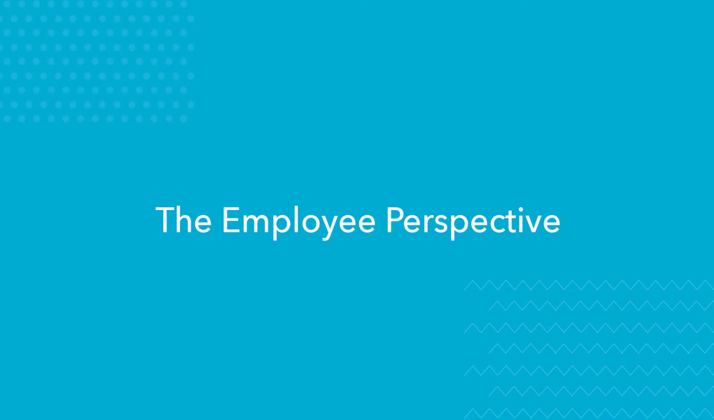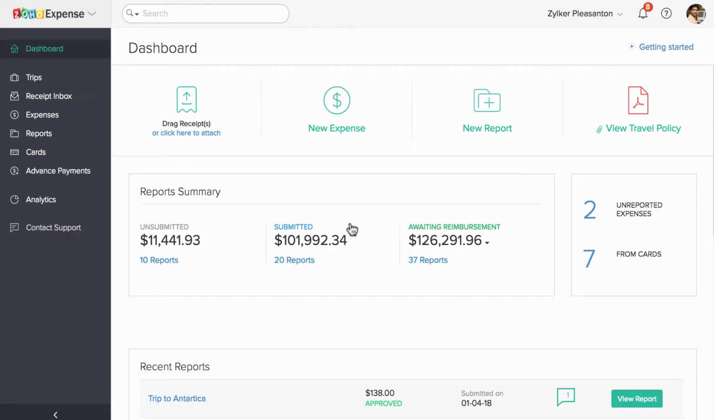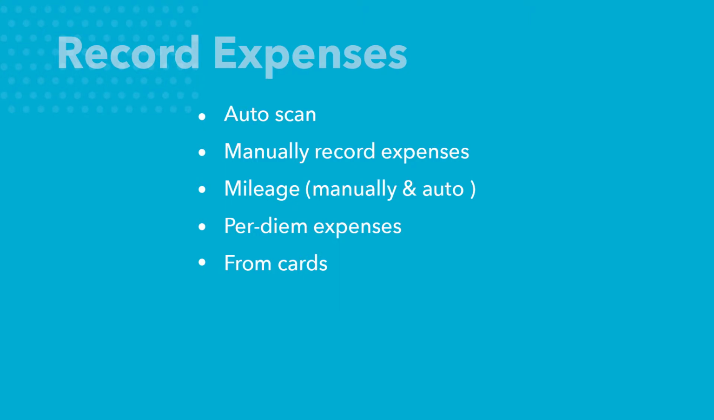Let's see how an expense can be recorded and submitted from Zoho Expense from an employee standpoint. Since Manish is not the admin of the organization, he cannot view this admin tab nor the gear icon on the top right corner. Zoho Expense offers you different ways in which you can record expenses. We have auto scan, you can manually record the expenses, you can record mileage expenses, per diem expenses, and you can also associate your credit card and then convert an expense from the feeds.